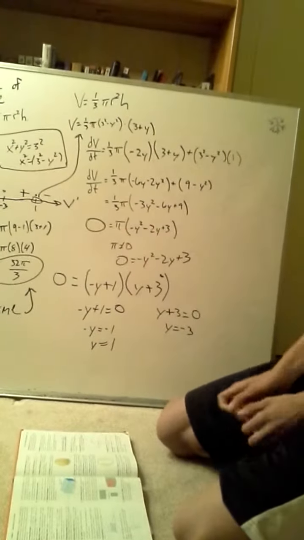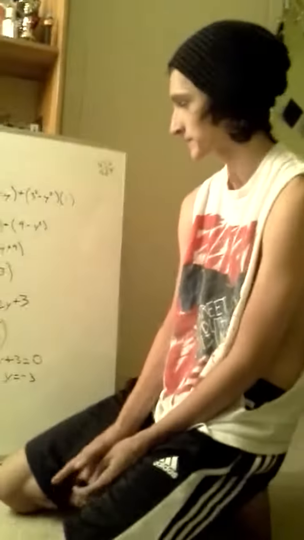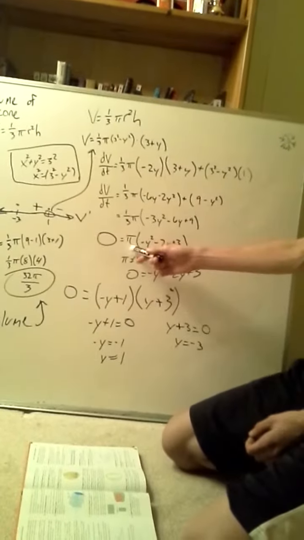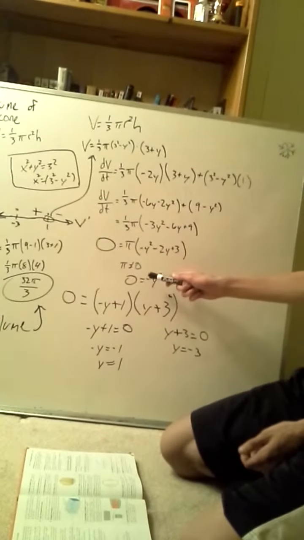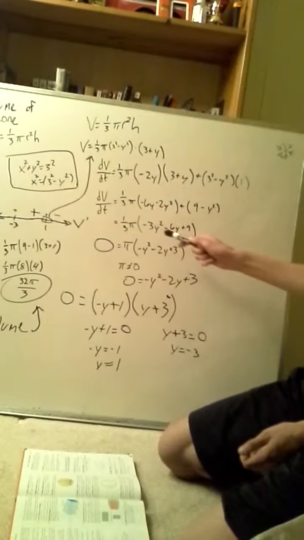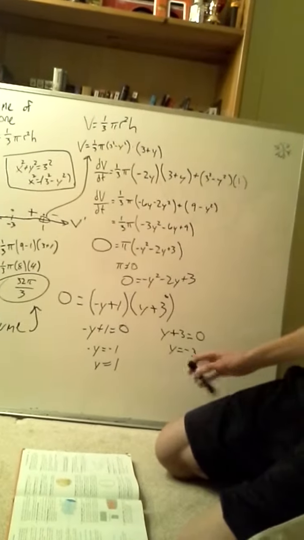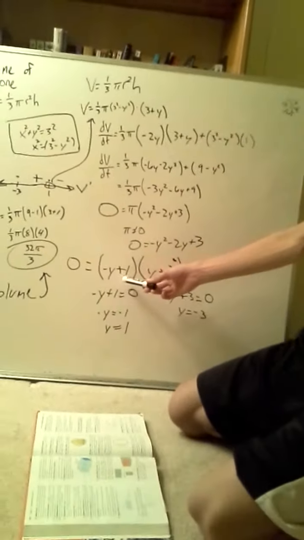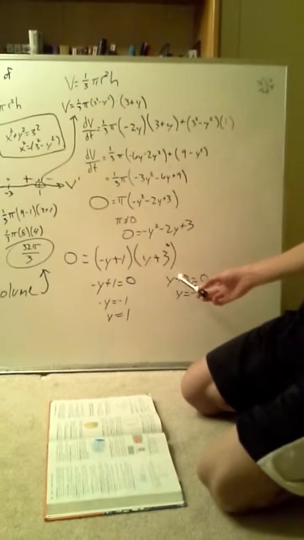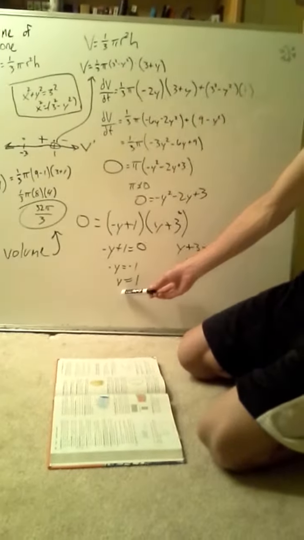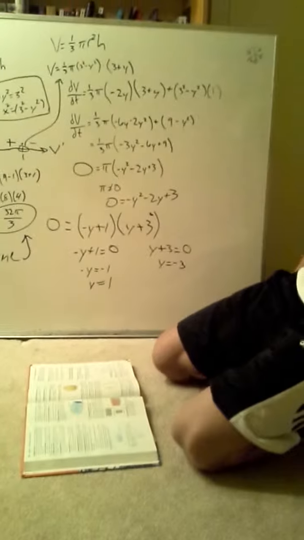And you set that equal to 0 so you can find the maximum. And you know that pi can't equal 0, so you ignore that. So you set this quantity equal to 0. And when you factor that, you get negative y plus 1 times y plus 3, which then gives y equals 1 and y equals negative 3.